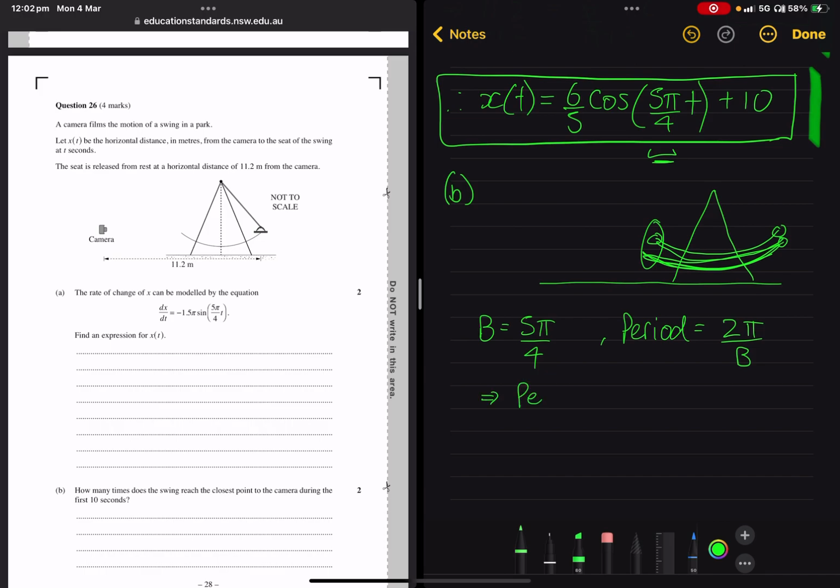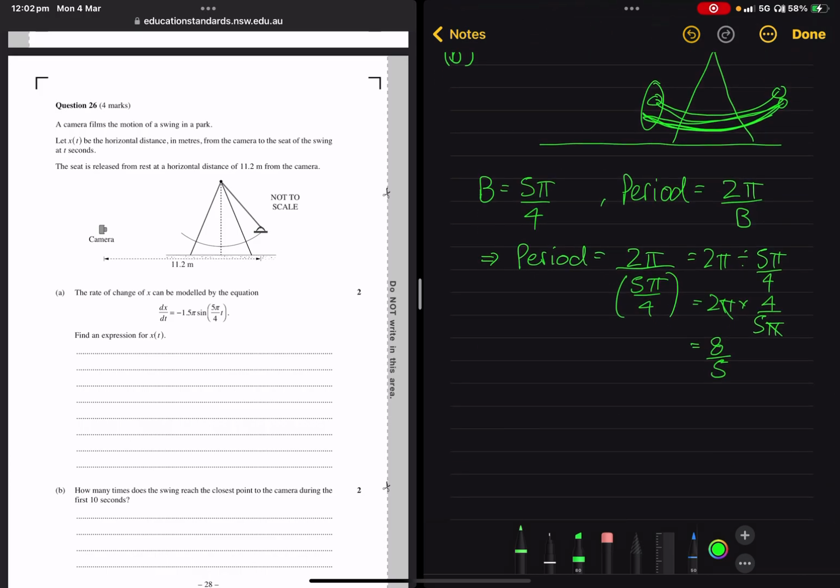The period is equal to 2 pi divided by 5 pi on 4. Well, straight away, we can invert and multiply. This is 2 pi times 4 on 5 pi. The pi's cancel. 2 times 4 is 8. This is 8 on 5. So this is what we've got.